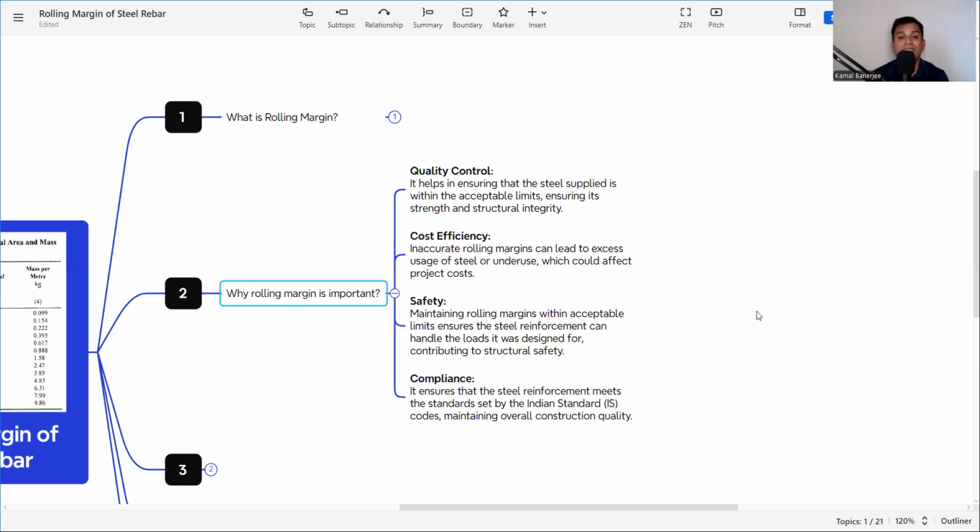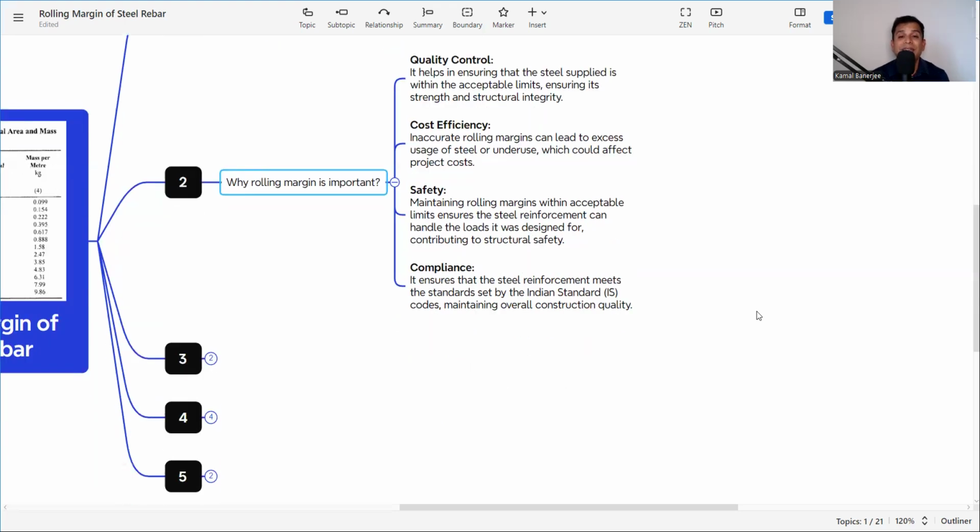Then cost efficiency. Inaccurate rolling margins can lead to excess use or underuse of steel, which could affect the project cost. We always purchase in tons or kg, but if there is a difference in the diameter or weight of the bar, then overuse or underuse can happen, and it can impact the project cost. Suppose we are purchasing 1 ton, but we are getting less than 1 ton while paying for 1 ton. Then the project cost is increasing.